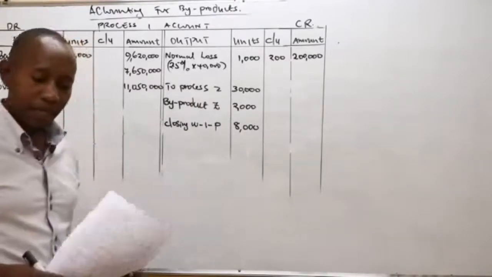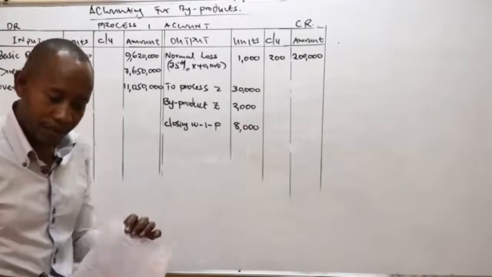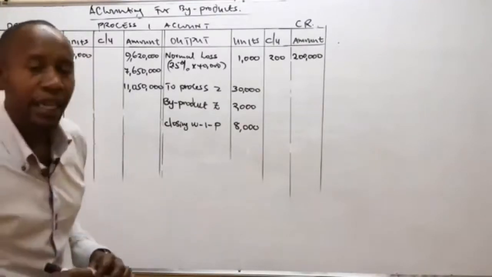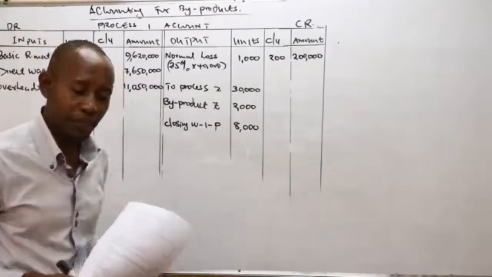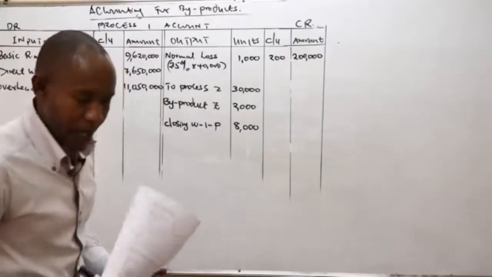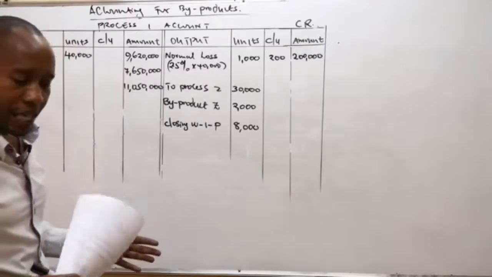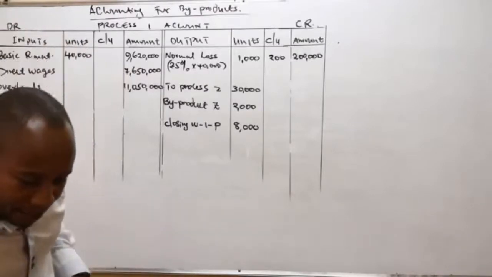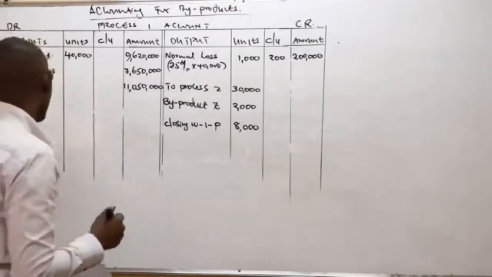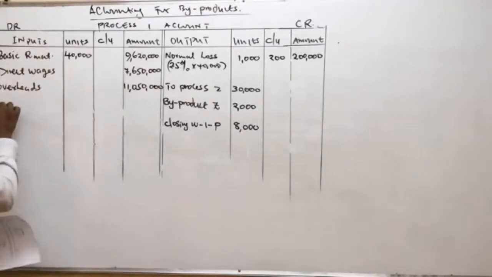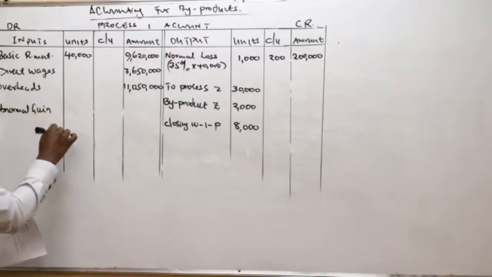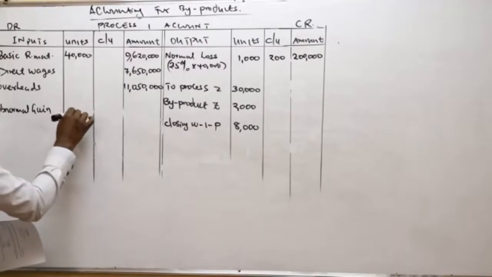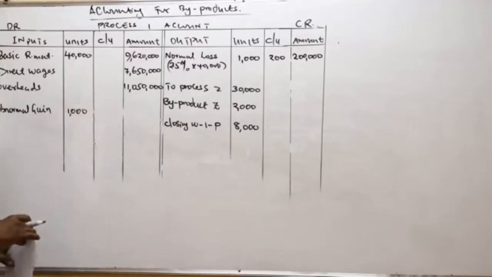Okay, let me see that. Any suggestions? Abnormal gain, very good. So an abnormal gain should be on which side? Debit or credit? Do I debit that value or do I credit? Very good. I debit that value. So we have abnormal gain here, and I've seen it's indicated there as 1,000.